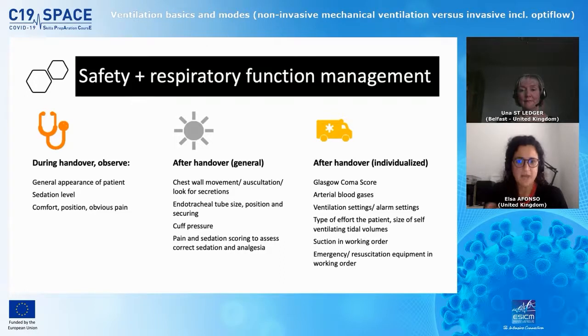We can do pain and sedation scoring to assess immediately if the patient is correctly sedated and pain-free, or as free as possible. Then as part of the individualized checks, which have to be adapted to the needs of each patient, you can perform, for example, the Glasgow Coma Score, GCS, as it is commonly referred to, to assess the level of consciousness of your patient. You may also be asked to perform arterial blood gases to know more about the patient's response to ventilation, amongst other things. You should ensure that your ventilation settings and alarm settings are the same as were prescribed or handed over. Your recent observations may suggest to the senior team that adjustments have to be made.